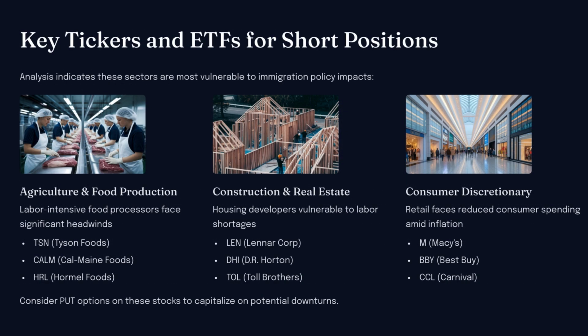Let's get tactical. Here are some key stocks and ETFs that could be affected by labor shortages and rising costs. With agriculture and food production, Tyson Foods, Cal-Maine Foods, and Hormel Foods. Higher wages and tighter labor supply mean increased costs, and those margins get squeezed. With construction and real estate, home builders like Lennar Corp, D.R. Horton, and Toll Brothers face delays and higher costs for materials and labor. With consumer discretionary, Macy's, Best Buy, and Carnival Cruise Line are all vulnerable to shifts in consumer spending due to inflation pressures.